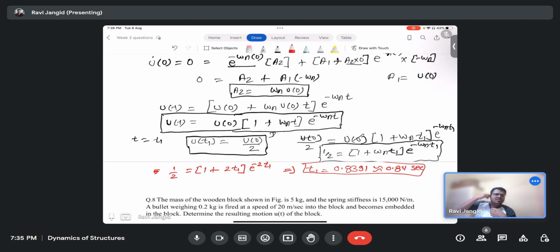Is it okay? If you put 0.84 in the equation, you will get 0.5. Any doubt? No, sir. Does everyone know how I solved this equation in the calculator? Yes, sir. Okay, that's good.